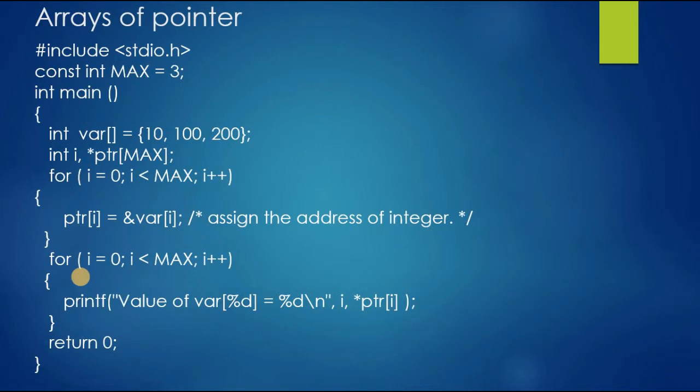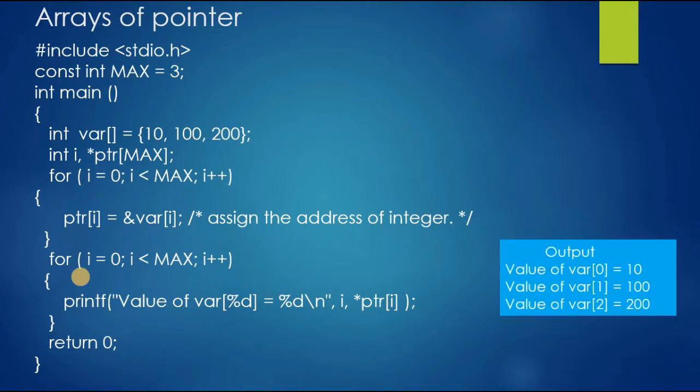Then we gave the second for statement. Inside that we gave a printf statement, value of var, meaning the value of the array, which it will display. When we execute this program, we will get an output like this, where the value of var at the 0th position is 10, at the first position is 100, and at the second position is 200. Like this we will get an output. Now we will see how we got this output.